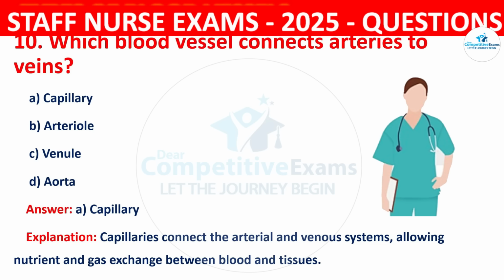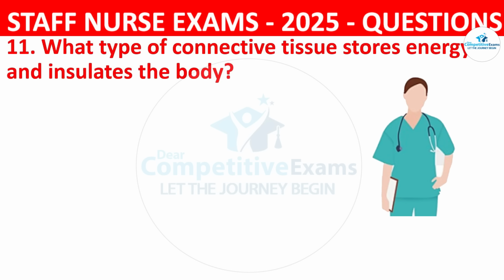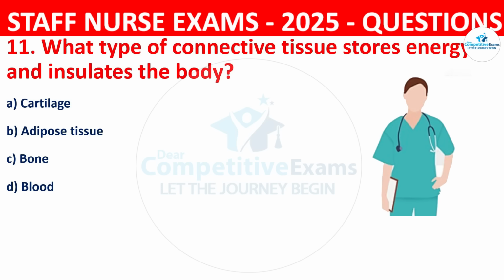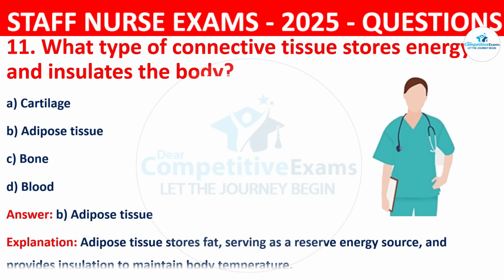Question number 11. What type of connective tissue stores energy and insulates the body? The options are cartilage, adipose tissue, bone, or blood. Correct answer is B, that is adipose tissue. Adipose tissue stores fat, serving as a reserve energy source, and it also provides insulation to maintain body temperature.